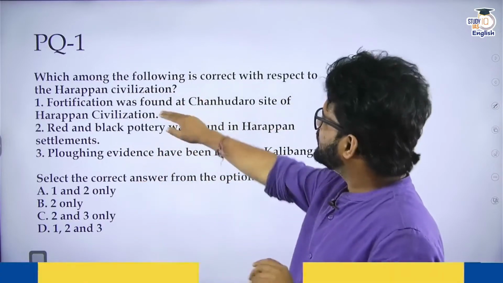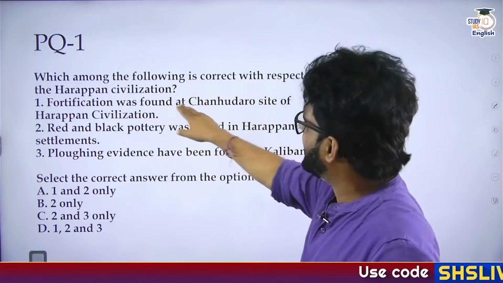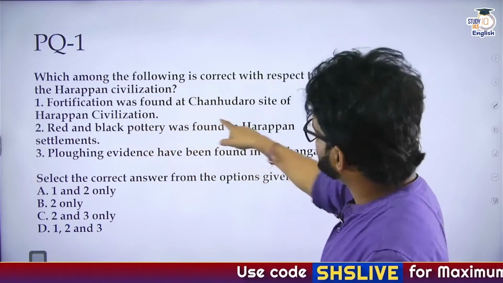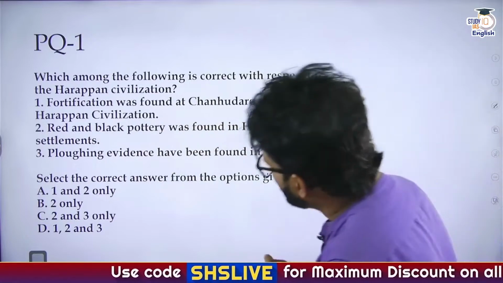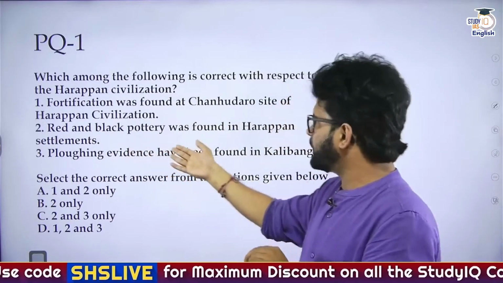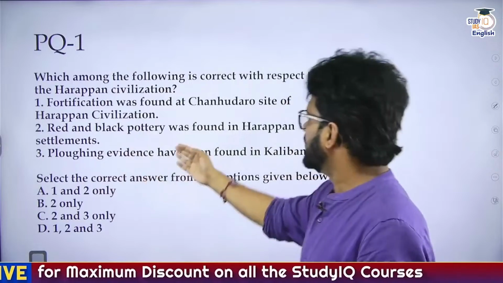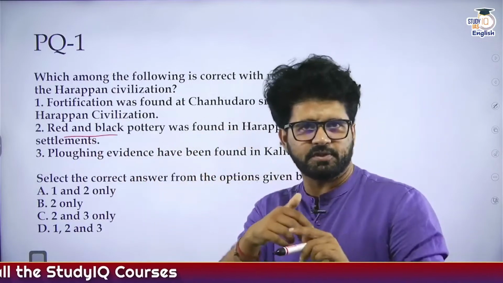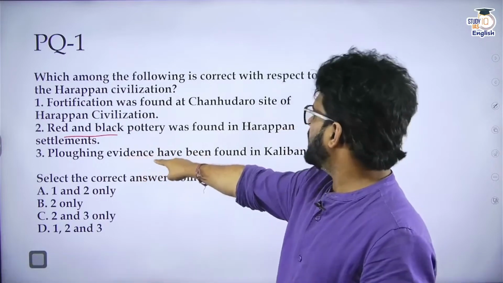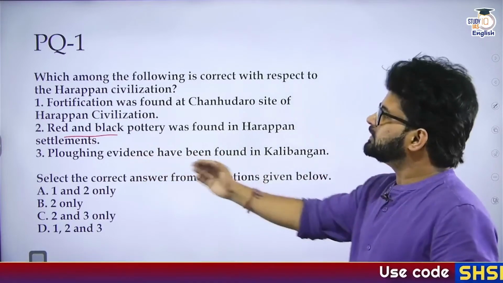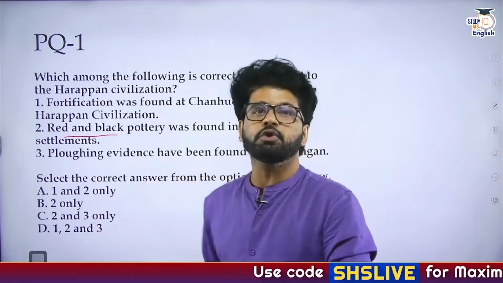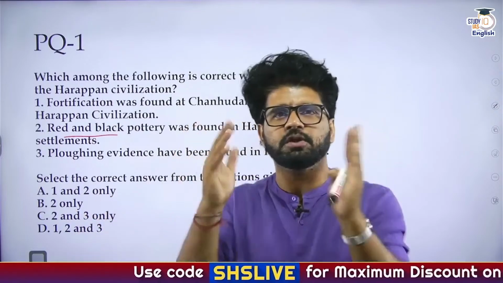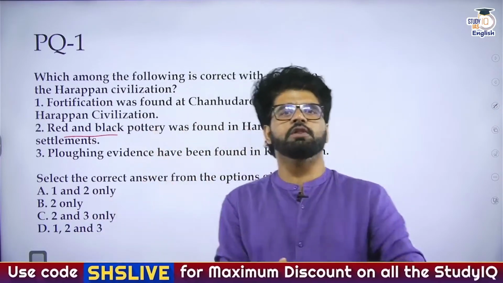So again, let's focus. Which among the following is correct with respect to the Harappan civilization? First, fortification was found at Chanhudaro site of Harappan civilization. Second, red and black pottery or black and red pottery was found in Harappan settlement. They are one and the same. Third, flowing evidence has been found in Kalibangan. Select the correct answer. A, 1 and 2 only, B, 2 only, C, 2 and 3 only, D, 1, 2 and 3. Why am I stating all the options?